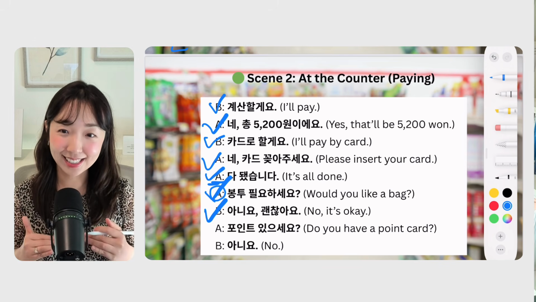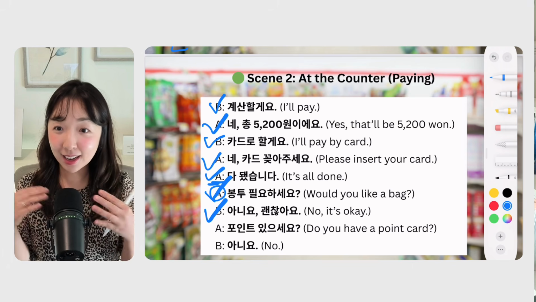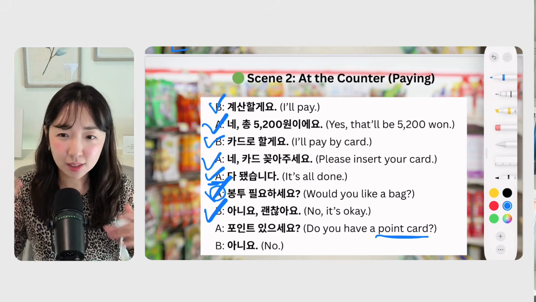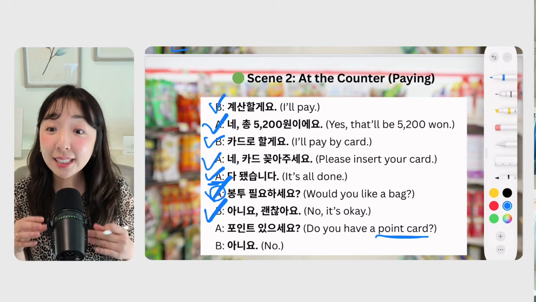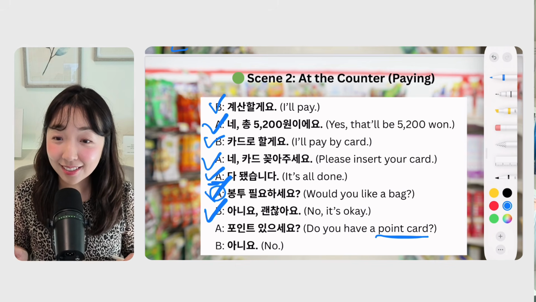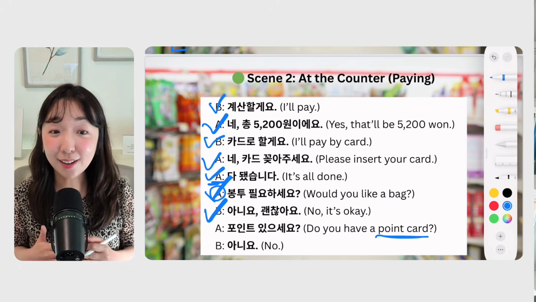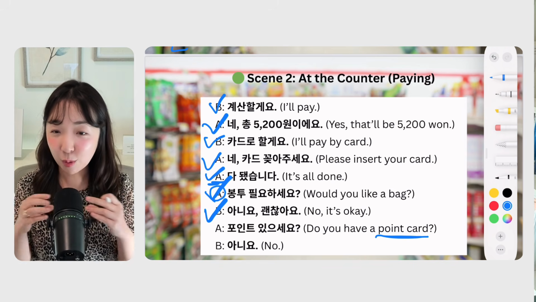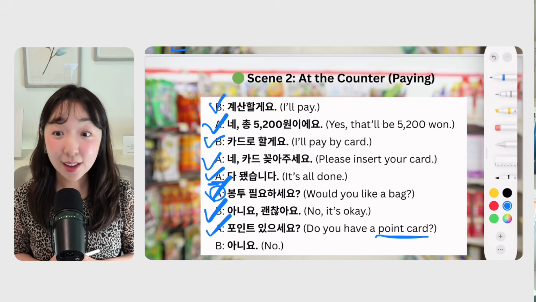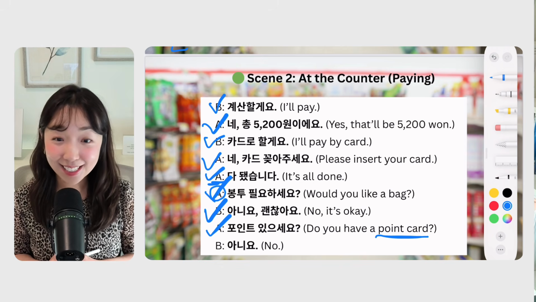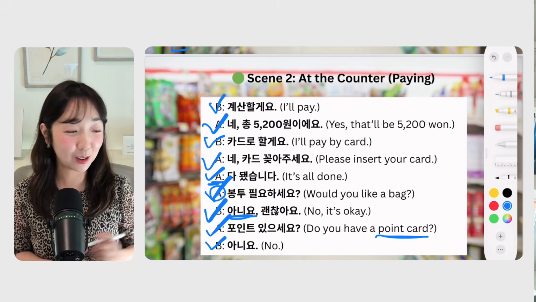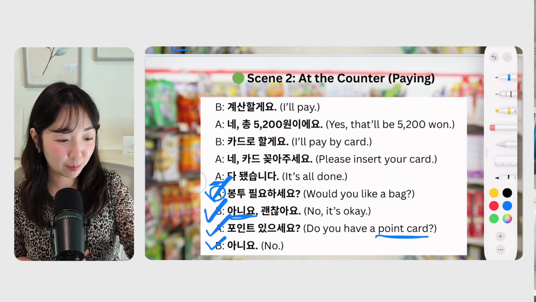Another question they ask in Korea all the time, you know, they collect points everywhere. So they're going to ask, do you have a point card or do you collect points? 포인트 있으세요? And then you say no, 아니요. That's the same as before. So that's no. Wow. So now we broke it down.